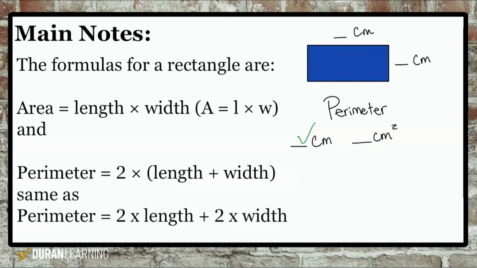So with that said, let's discuss area. When we're discussing area, is that going to be centimeters or square centimeters? Correct, it is going to be square centimeters because, as a reminder, area is two-dimensional. We multiply the length and the width together to create a two-dimensional unit.